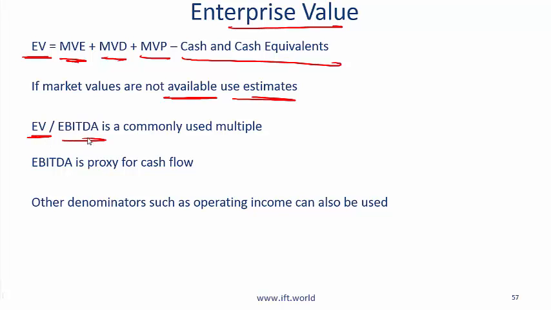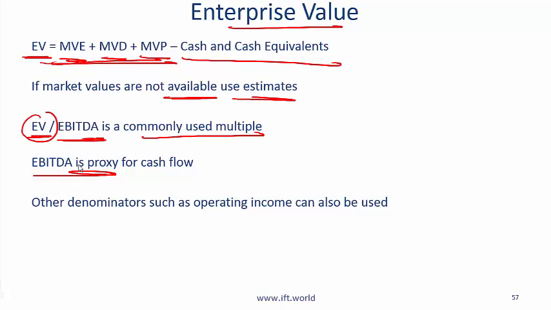Enterprise value to EBITDA is a commonly used multiple. So you come up with the enterprise value from here. You come up with EBITDA based on the financials, and this is essentially commonly used. EBITDA is a proxy for cash flow. It's earnings before interest, tax, depreciation, amortization.